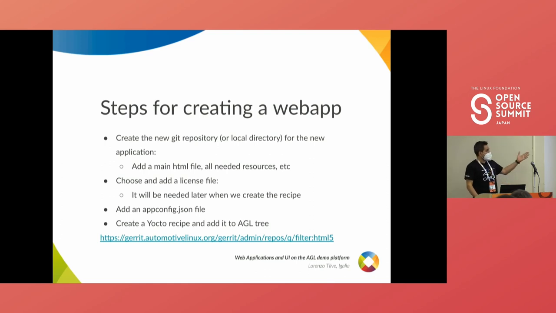In order to make them in the upstream repositories of Automotive Linux, or even for working locally, you just create that main HTML file with all the needed resources. When you are bundling an application, the code of the application that you run locally, you add the application config JSON file, and then you can create Yocto recipes to add it to the AGL tree. You can see examples of already existing web applications inside the demo platform, which are the system ones.